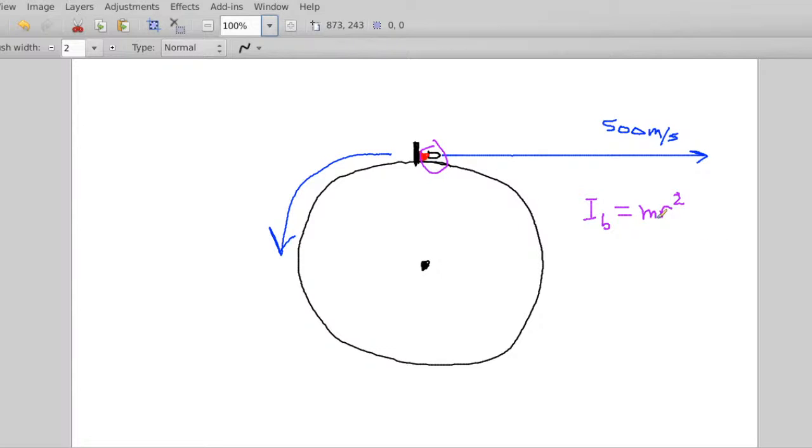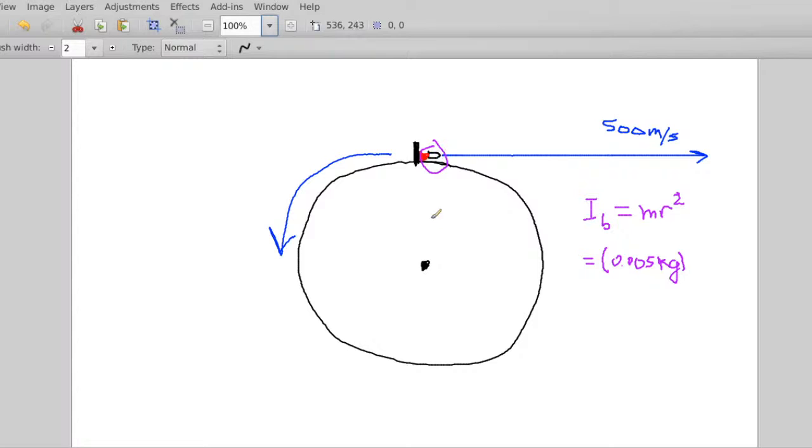So I say, okay, great. What's the mass of the bullet? What did I say it was? It was 5 grams, so that's small. So the mass of the bullet is going to be 0.005 kilograms. And then you say, okay, well, what is the radius?